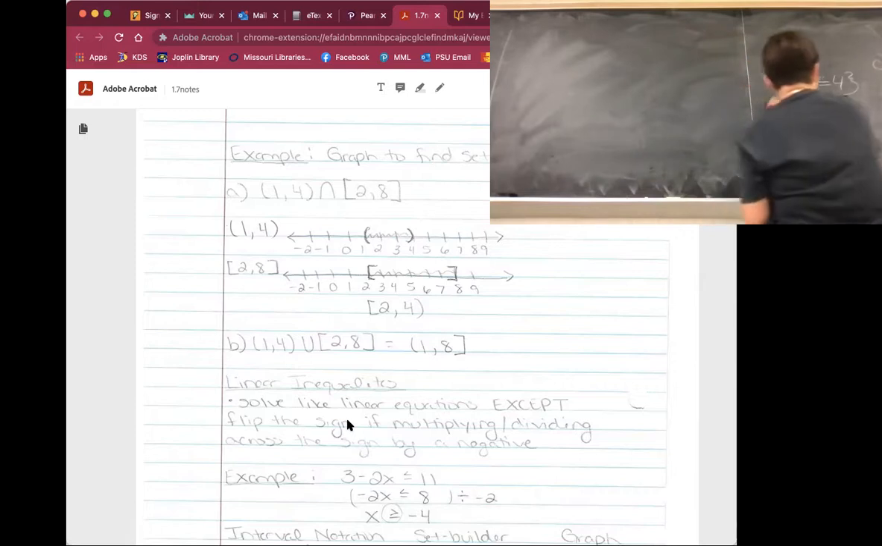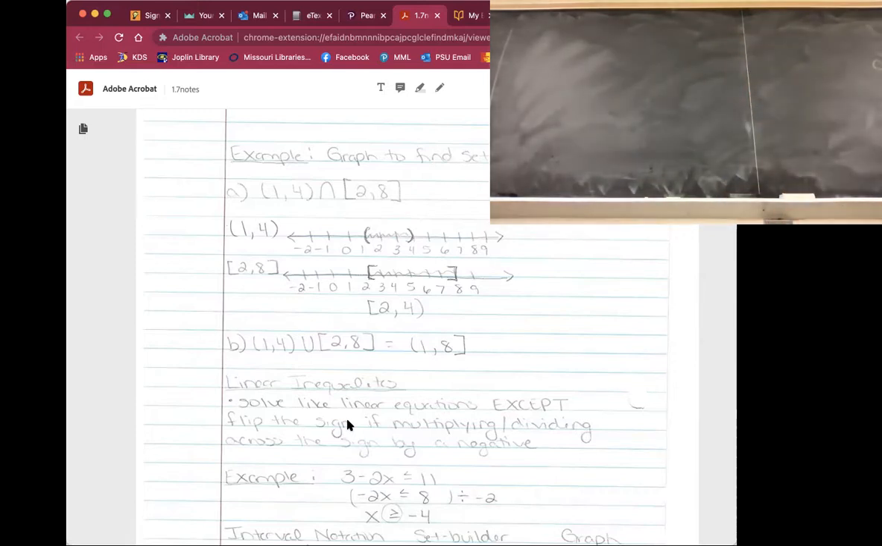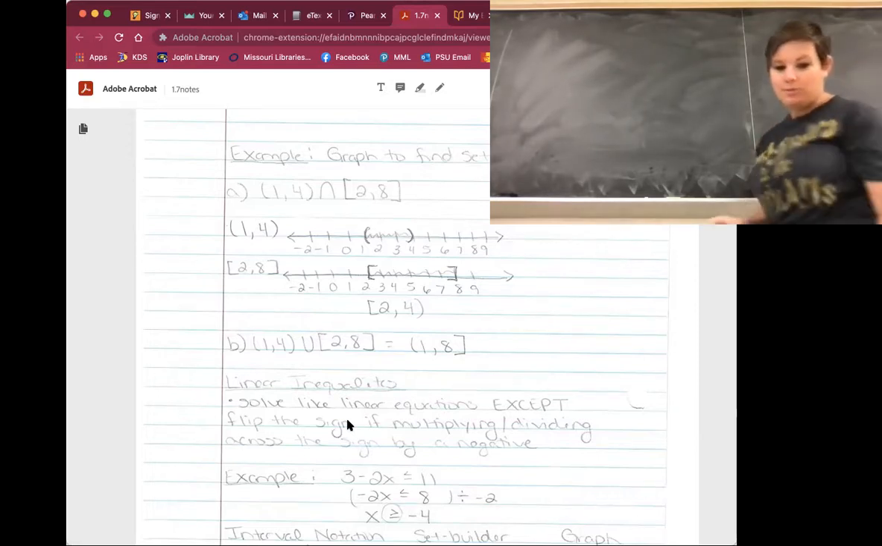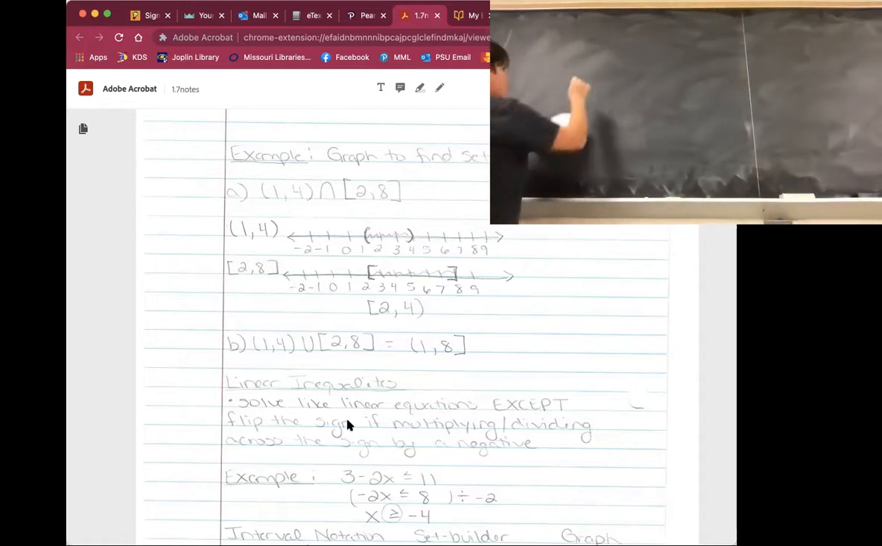But if you can solve a linear equation, you should be able to solve a linear inequality, because the processes are exactly the same. There's just that one extra step of flipping the sign if you multiply or divide across by a negative. Okay, so let's do an example.